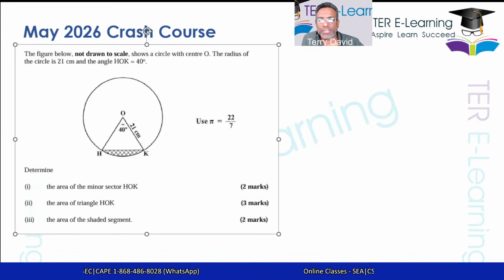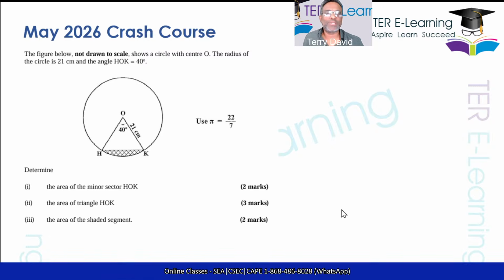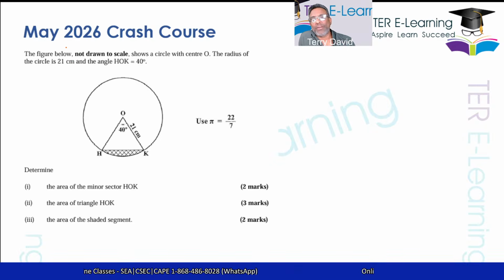Right, so I feel some of you all might be able to get some marks in these kinds of things. Somebody asked about bearings. Some of you all missed the first session. In the first session, I did some bearings questions. All right, so we have a figure here, not drawn to scale. It shows a circle with center O. The radius of the circle is 21 cm, and HOK is 40 degrees.